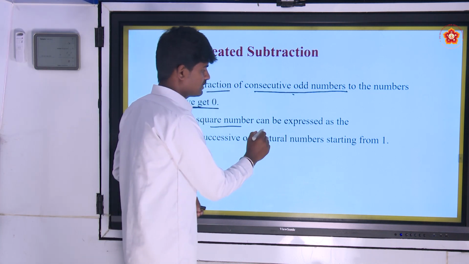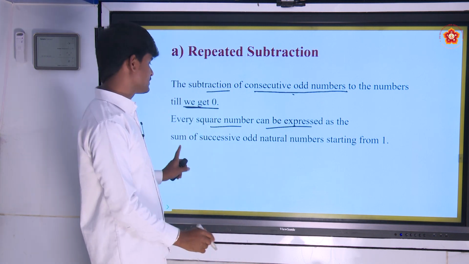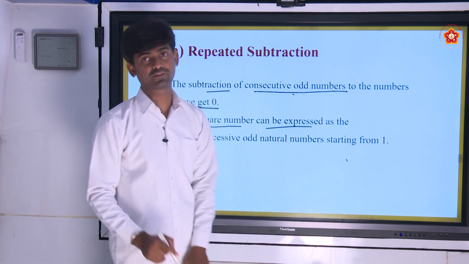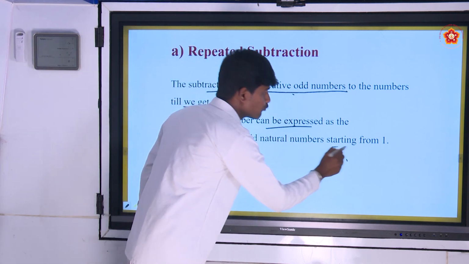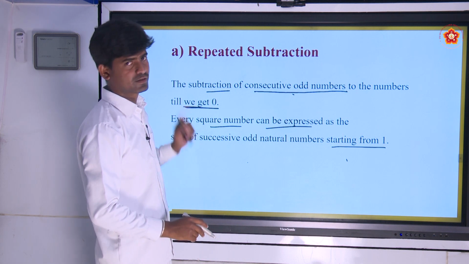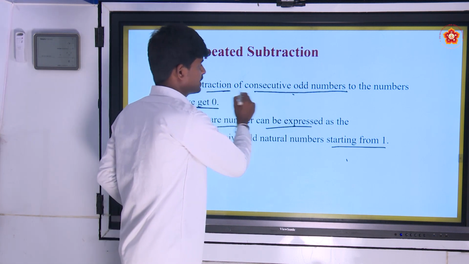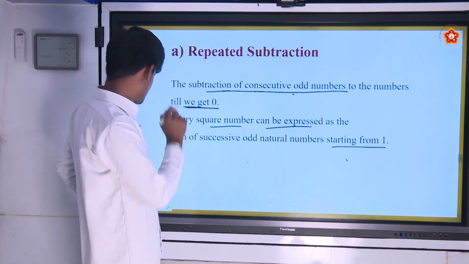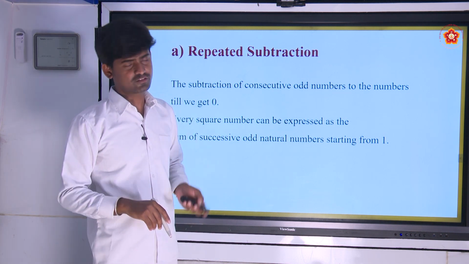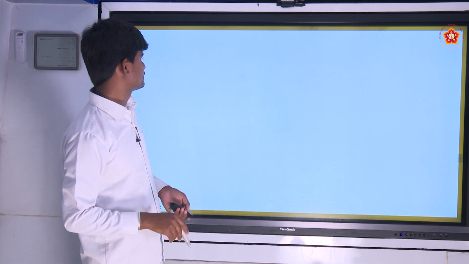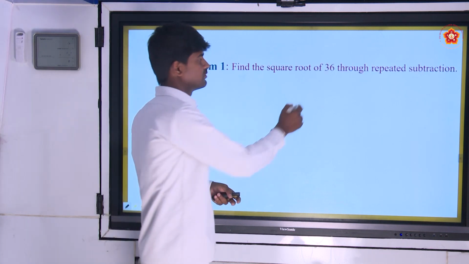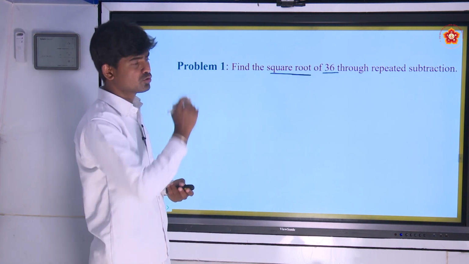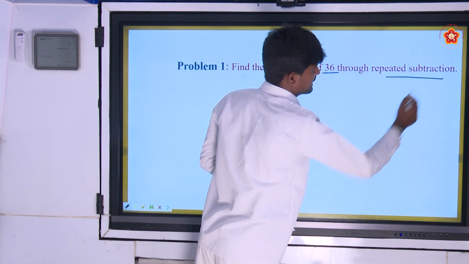Every square number can be expressed as the sum of successive odd natural numbers starting from 1. You have to start from 1. This is the point. Repeated subtraction means the subtraction of consecutive odd numbers from the number till we get 0. Let us understand by taking an example: finding the square root of 36 through repeated subtraction.